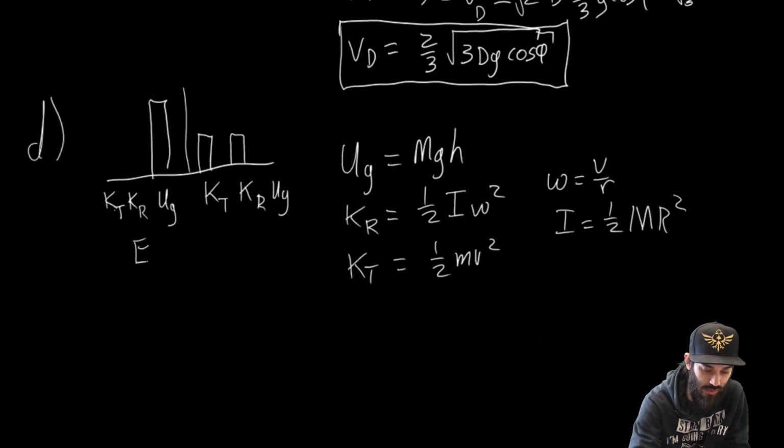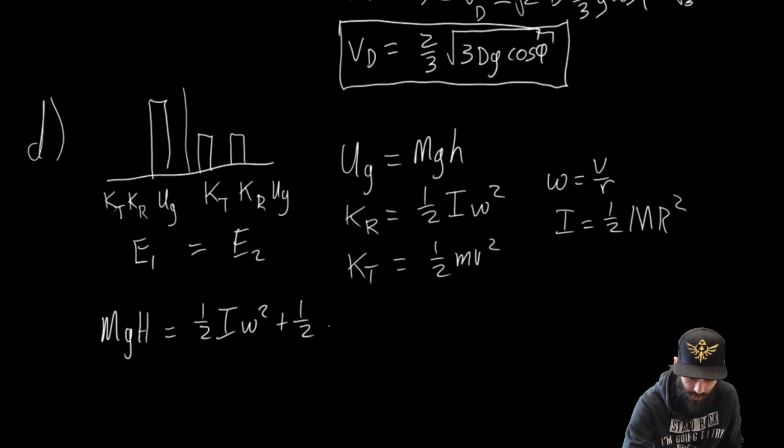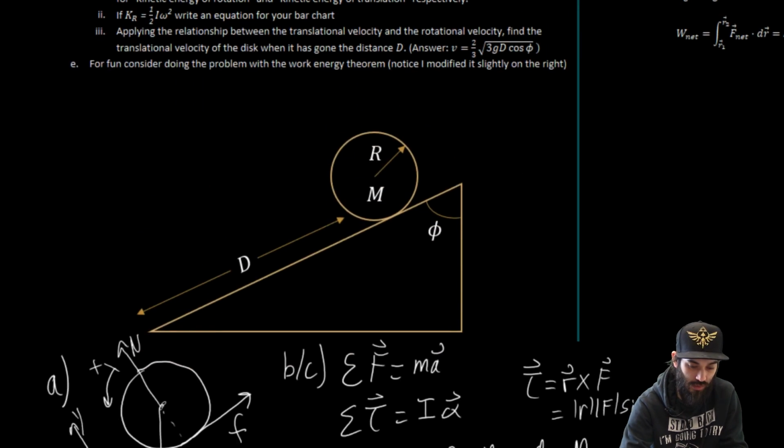So really what we're doing is we're saying that E1 is equal to E2, where this is going to be mgh. mgh is going to be equal to 1/2 I omega squared plus 1/2 times capital M v squared. Okay. And so then we need to find what h is, because we're not told what h is, right? We're told what d is.